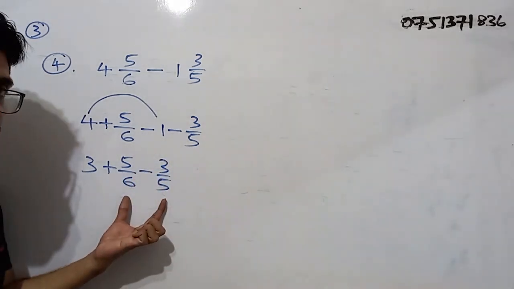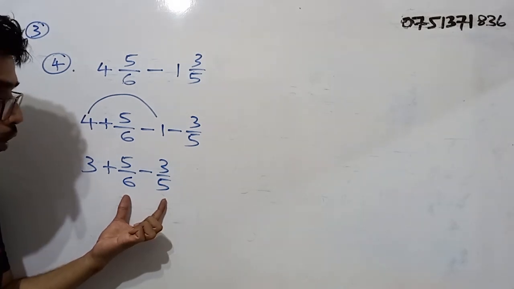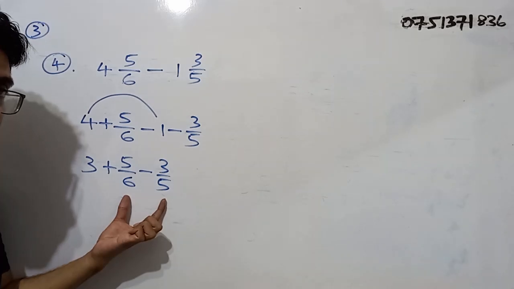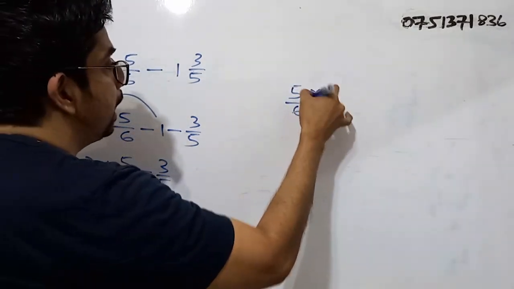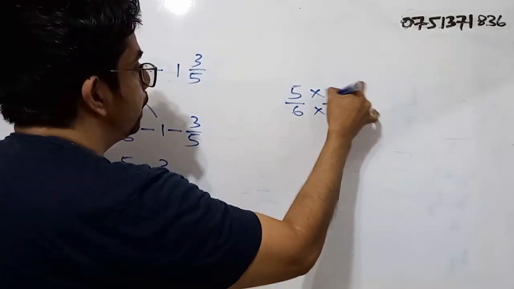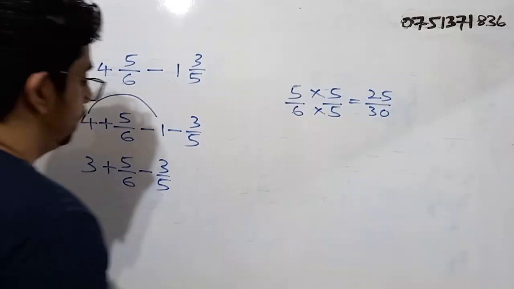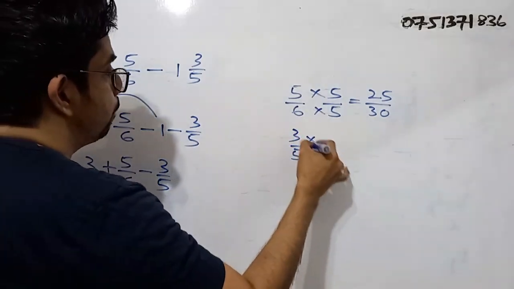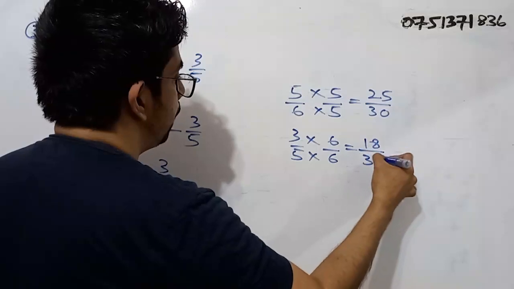So here we have to do a subtraction. Two fractions, different denominators. So we have to make them equal. So what should be the common denominator? 30. So 5 by 6, I will have to multiply both numerator and the denominator by 5. So this becomes 25 by 30. 3 by 5, I'll have to multiply both numerator and the denominator by 6. So this becomes 18 by 30.